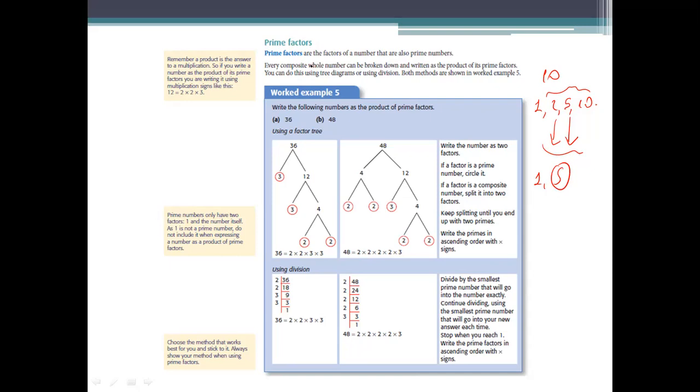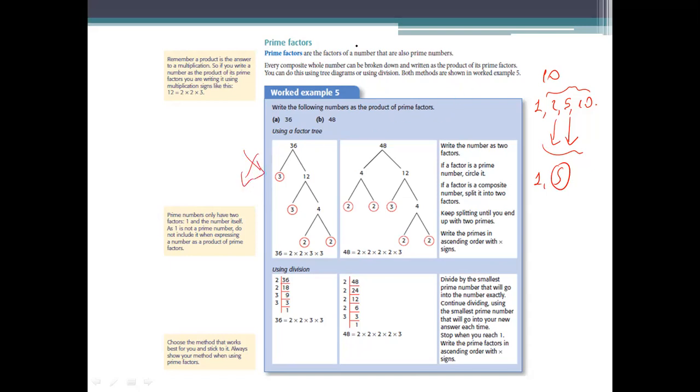Let's read. Prime factors are factors of a number that are also prime numbers. Every composite whole number can be broken down and written as a product of its prime factors. You can do this using tree diagrams or using division. Both methods are shown in worked example 5 here.